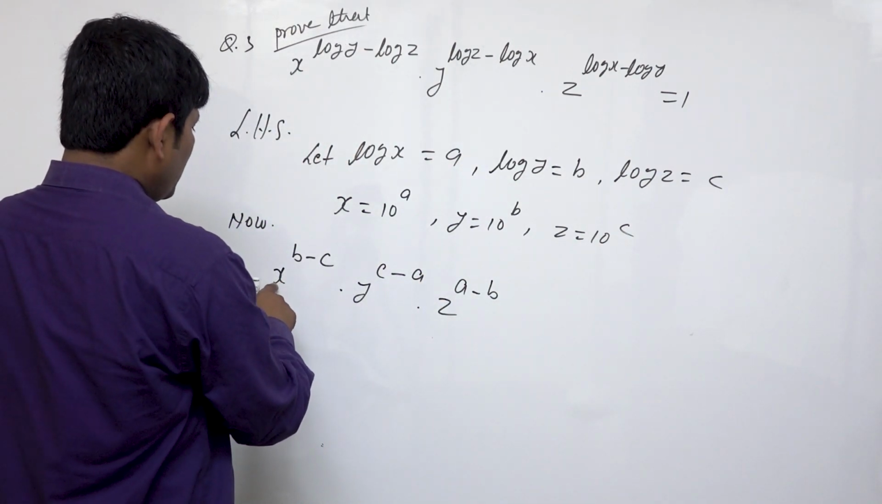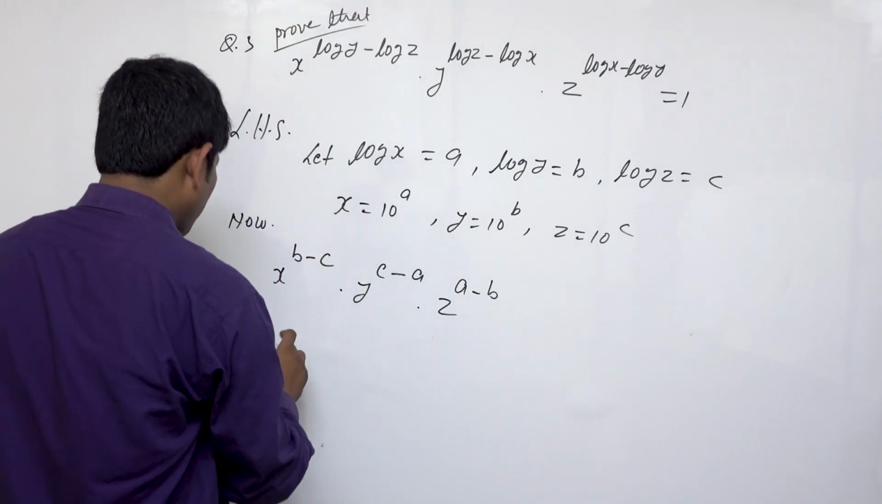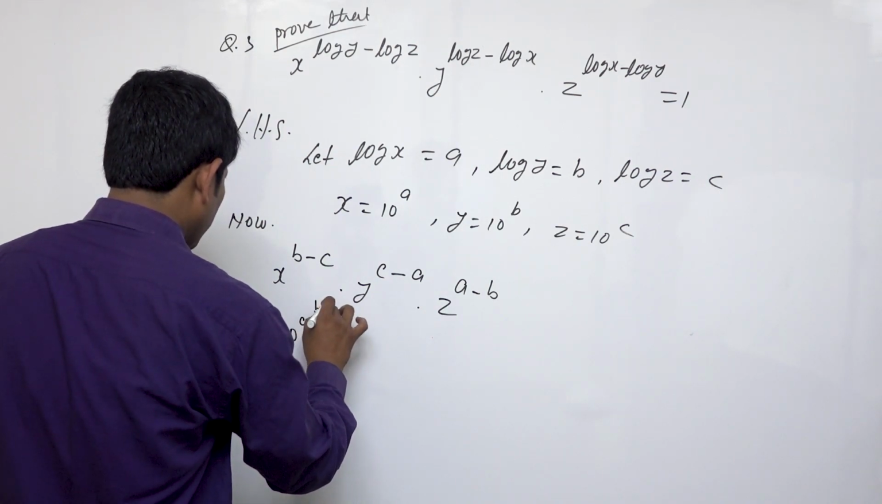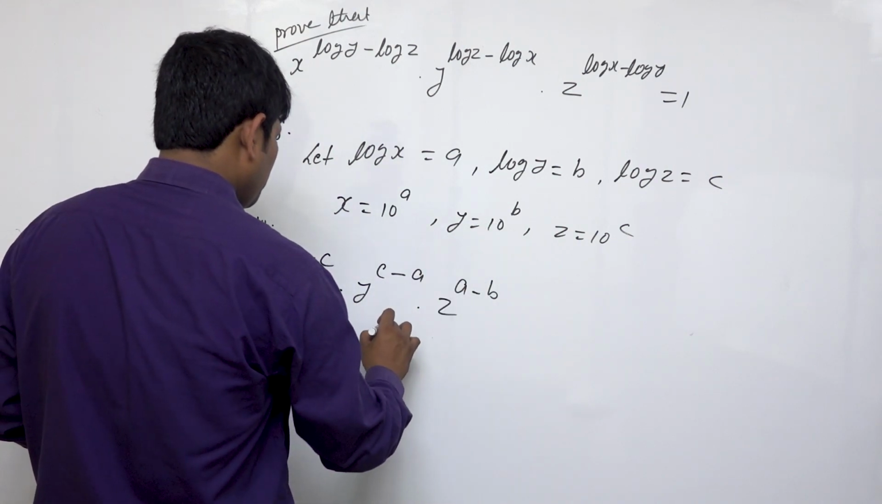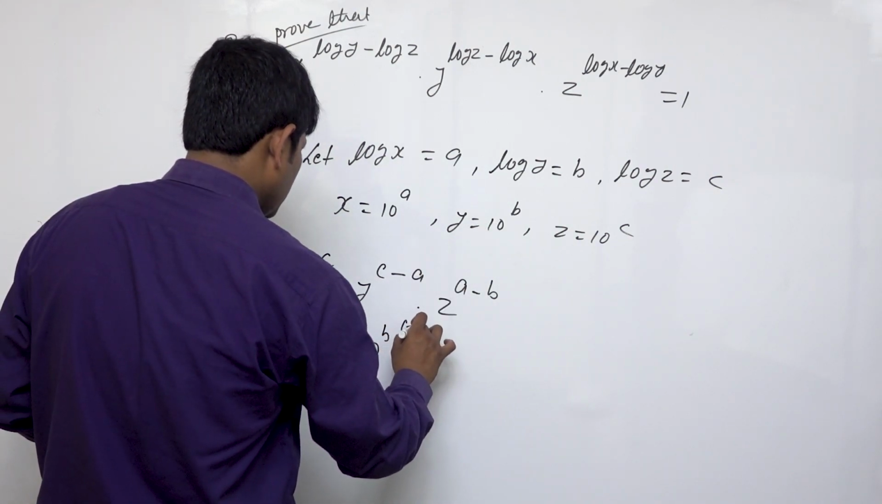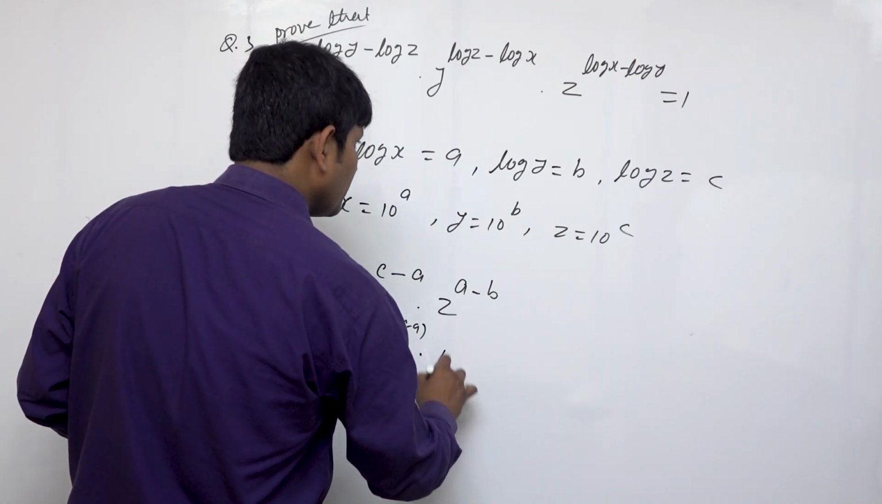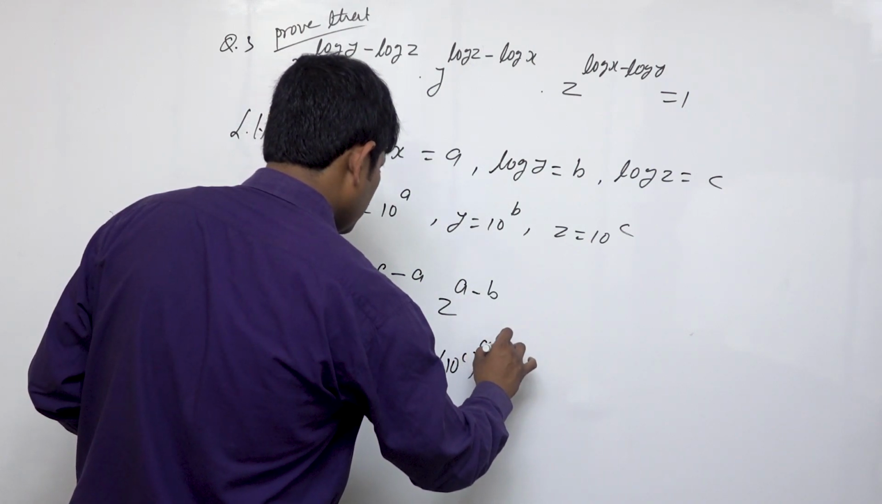Now let's see. Now what is x? Now replace the value of x here. x is 10 to the power a. In the place of x, I will write 10 to the power a, to the power b minus c. Here is also 10 to the power b, to the power c minus a, times z is 10 to the power c, to the power a minus b.